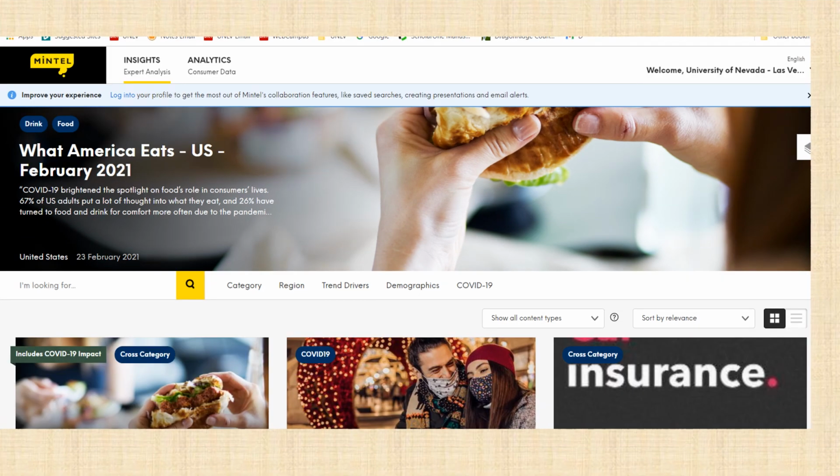And when you get to the main page, this is what it looks like. Here they have an example. When I looked this up, they were featuring What America Eats. It's a new study that just came out this month that talks about what product categories and what foods the American population is consuming, both prepared at home, pre-prepared, and consumed in restaurants.